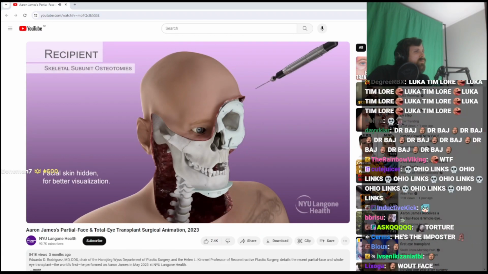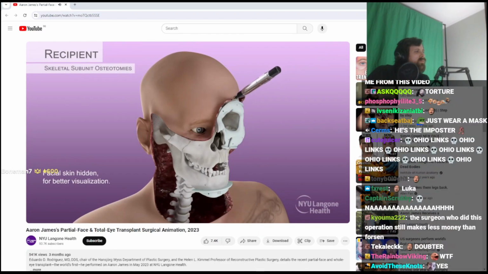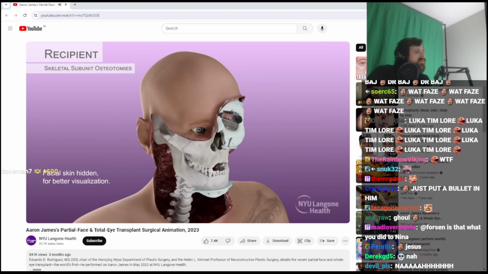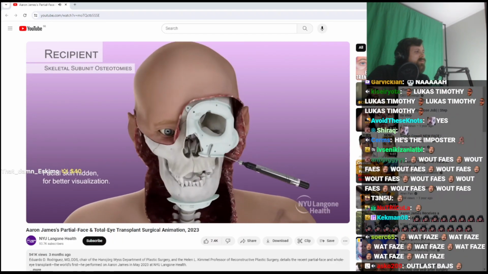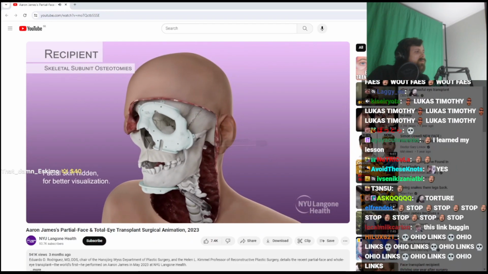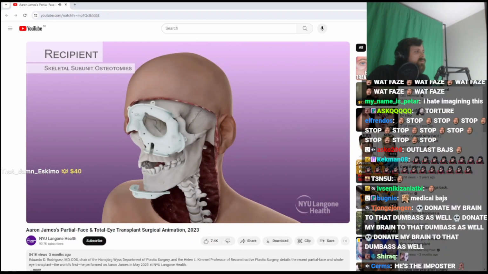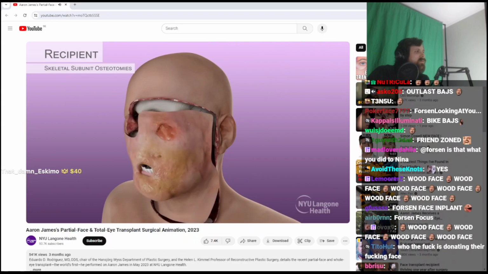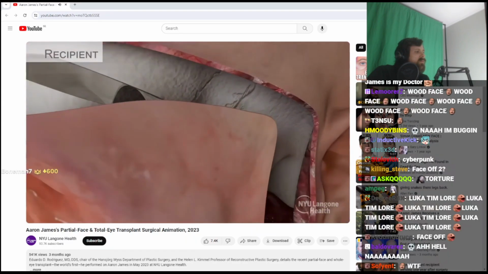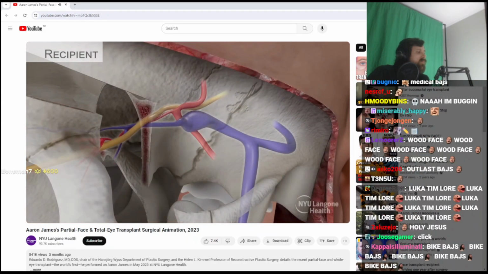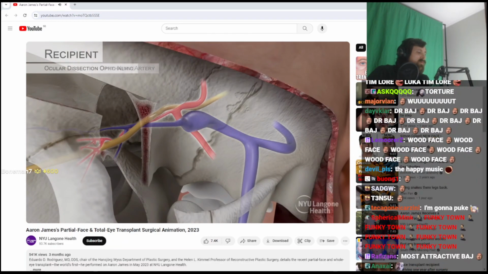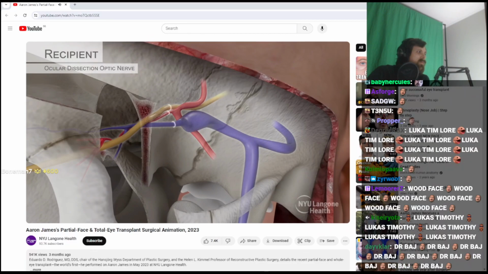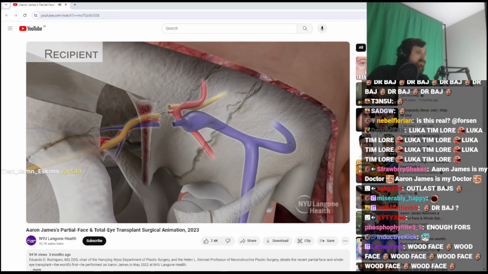Cutting guides were used to guide skeletal subunit osteotomies, precisely matching those of the donor facial allograft. Attention was directed to the left orbit of the patient, where periorbital tissue was removed to provide optimal access of the ophthalmic vein, artery, and optic nerve, which were isolated and transected in preparation for transplantation.